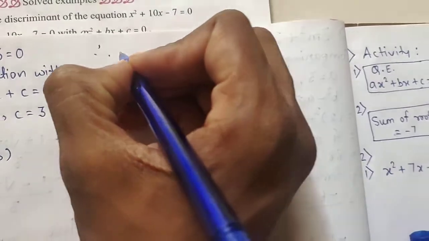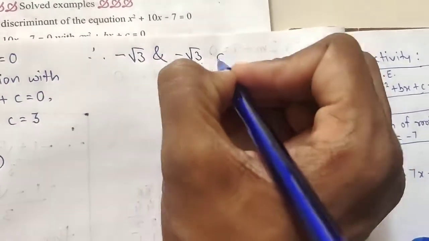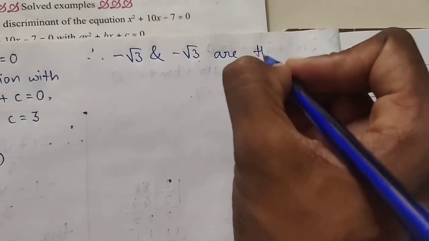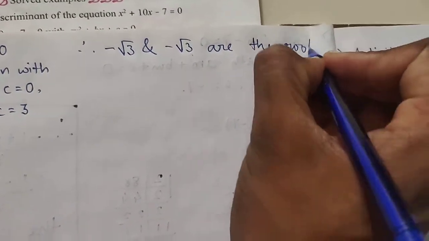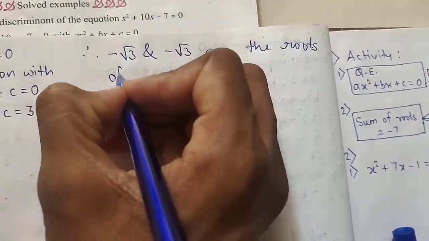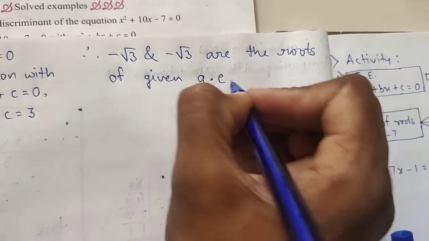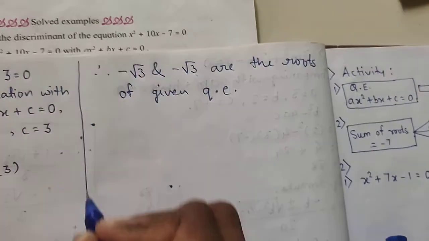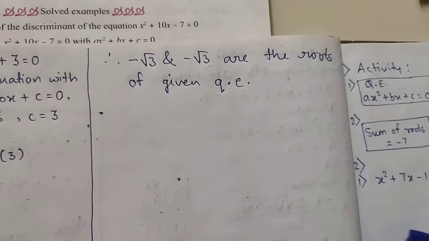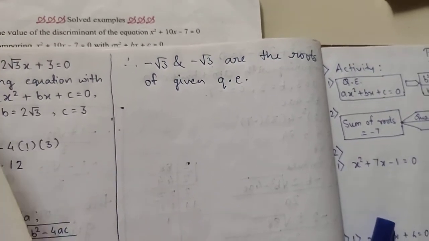Therefore minus root 3 and minus root 3 are the roots, because you got single solution but you are going to write it twice, are the roots of given quadratic equation. Okay students, so in this way we have completed our practice set 2.4.